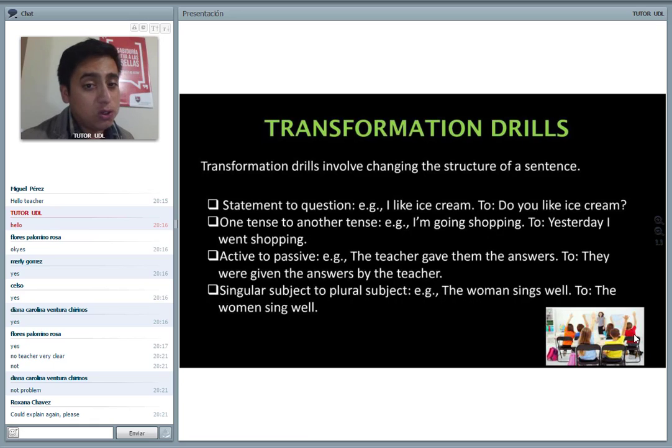But transformation means when you change everything. If you have maybe positive, you can use negative. If you have a positive statement, you can use questions, maybe from present to past, maybe from singular to plural, and so on. In that case, you mean transformation drills. Okay?